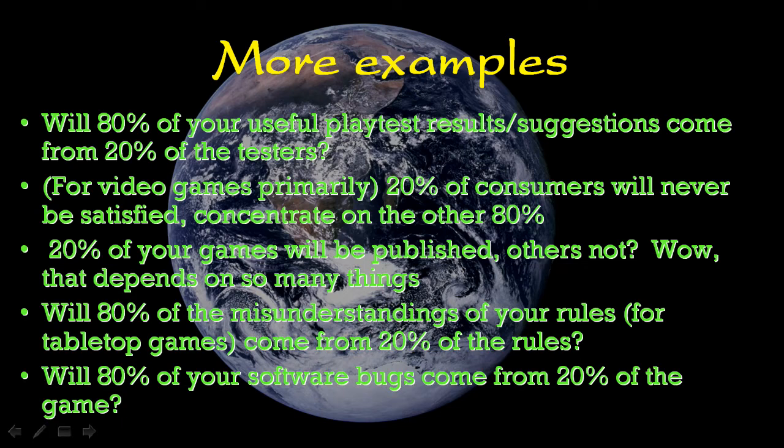Here are some more examples that might apply to game design. You can ask yourself, will 80% of my useful playtest results and suggestions come from 20% of the testers? Probably, but keep in mind that all the testers are helping you decide whether the game is a good game. It's just that 20% of them are going to be a lot more active and directly helpful. For video games, primarily, you can say 20% of the consumers will never be satisfied. Concentrate on the other 80%.